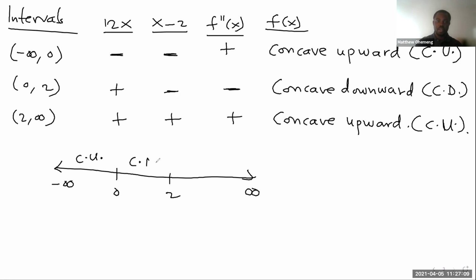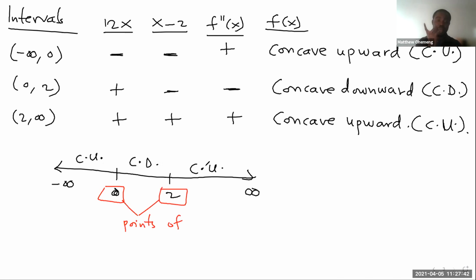Concave downward. And then from 2 to infinity is what? Concave upward. Now, we know that a point of inflection is any point where we have it changing from concave upward to concave downward, or from concave downward to concave upward. So you can see that this occurs here and here. So at these 2 points, we have points of inflection, because we have a switch. At 0, we have a switch from concave upward to concave downward. And then at 2, we have a switch from concave downward to concave upward.